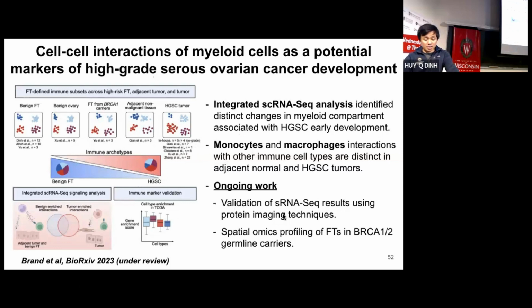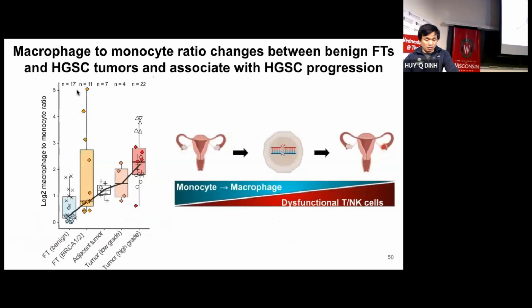Currently, we are trying to validate them with more samples using protein imaging techniques. And we also want to do spatial omics for the samples that carry BRCA1 and 2, because we are very curious about what makes those patients here different from patients here. Those patients have their fallopian tube removed. We never know whether they're going to develop cancer or not. I mean, we're not allowed to know as well. They may never develop cancer because they take a high-risk surgery where they don't want to have that chance.